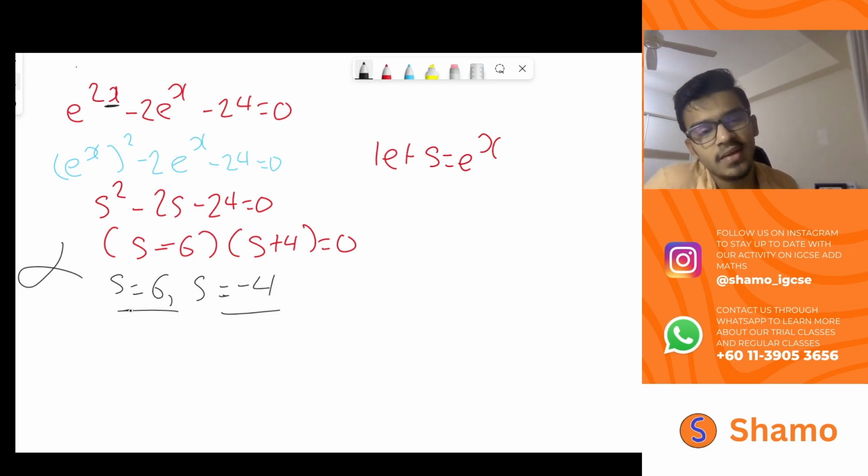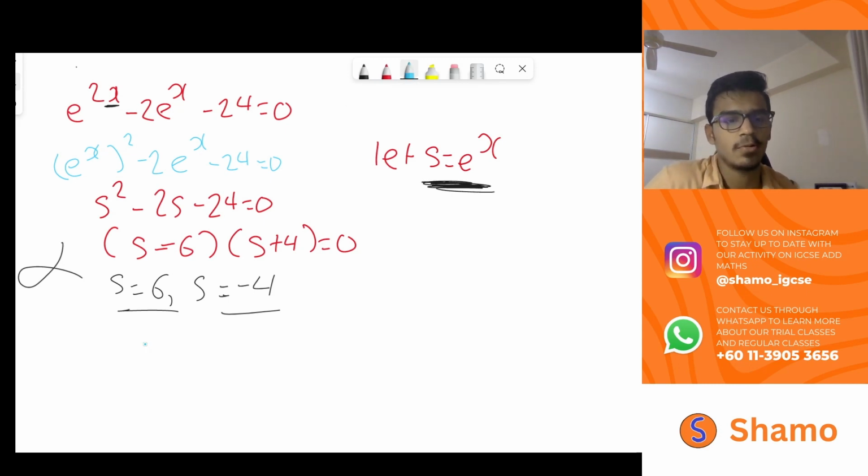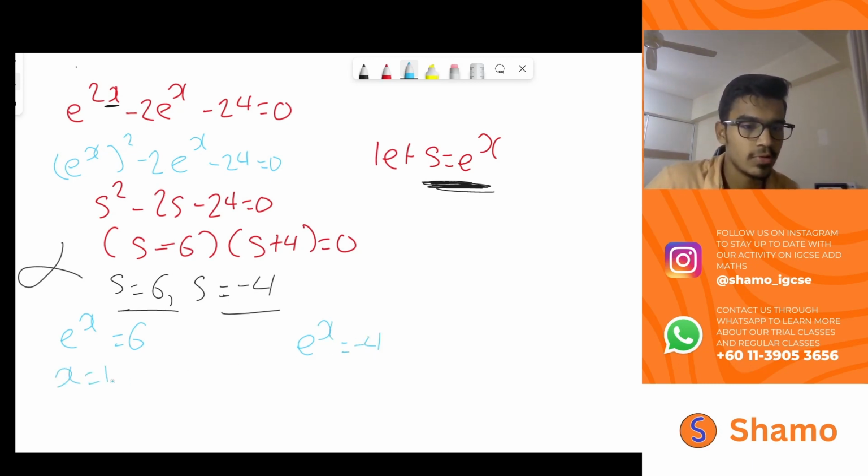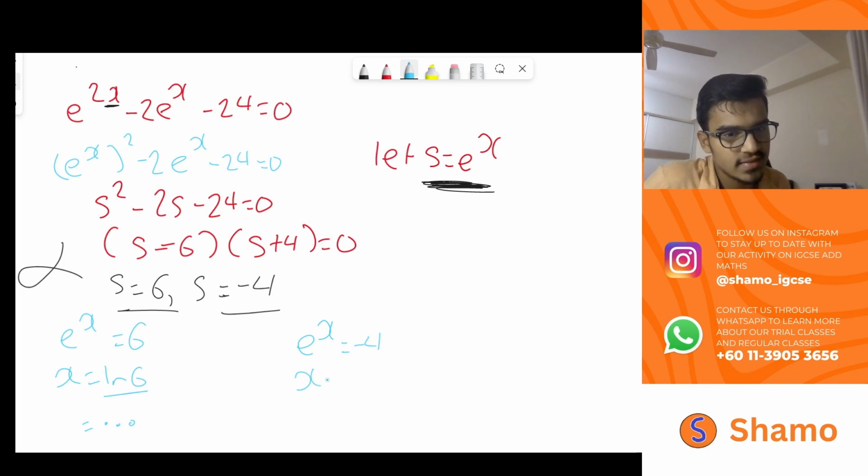Now you'll be like, okay, I have s, how can I find x? Well, s is equal to e to the power x. So if 6 is equal to s and s is equal to e to the power x, it means e to the power x is equal to 6 and e to the power x is equal to negative 4. So x is equal to ln 6, which you can find on the calculator yourself, and x is equal to ln negative 4.